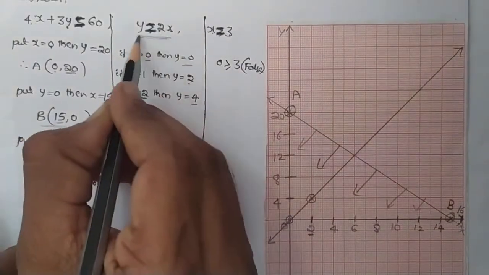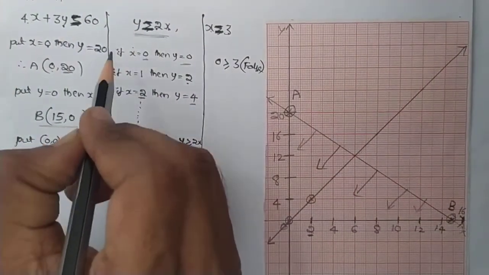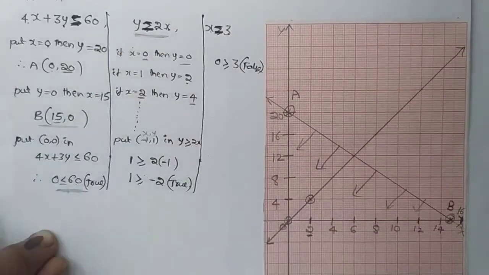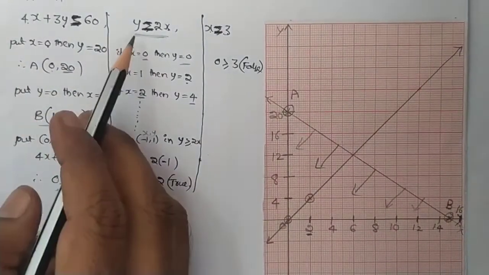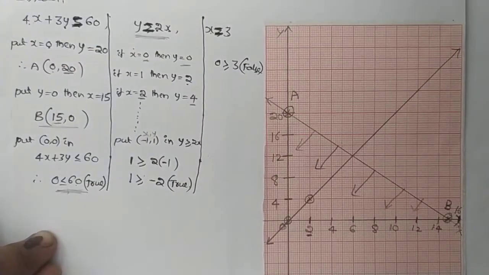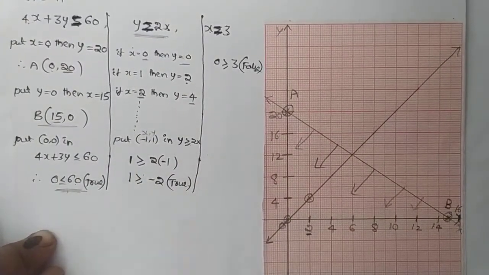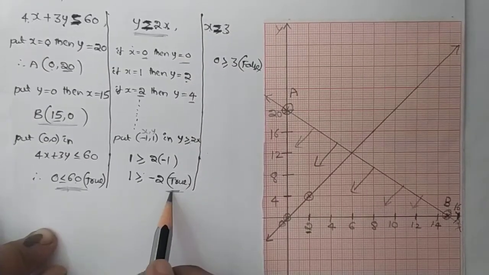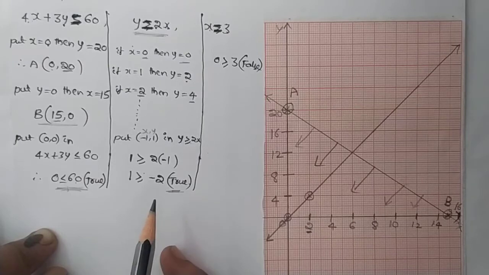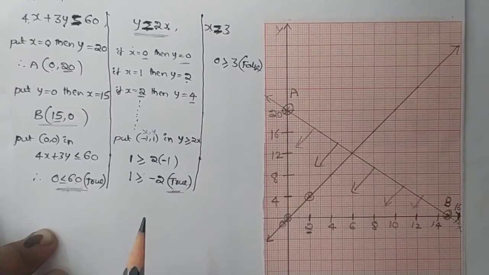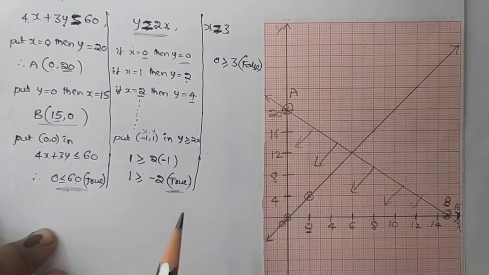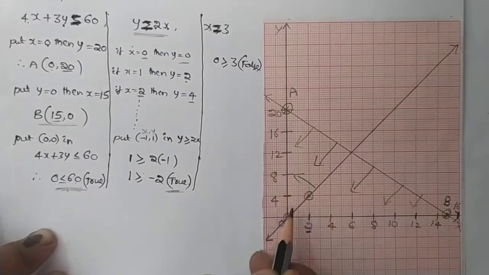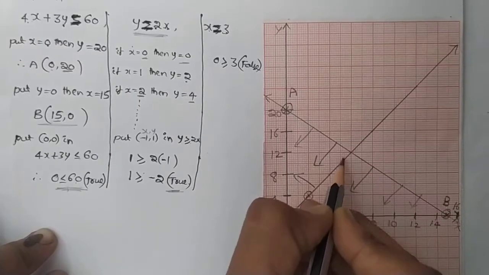These lines are confusing us, so we have to beware of these kinds of inequalities. Don't bother. Now here this result is giving what? True. If these kinds of inequalities give true, then where do we have to shade? Upwards. Like this we have to shade, isn't it?